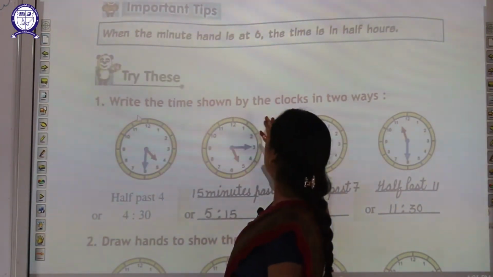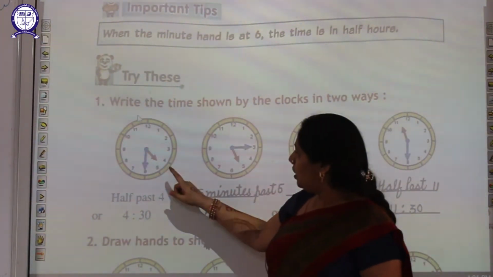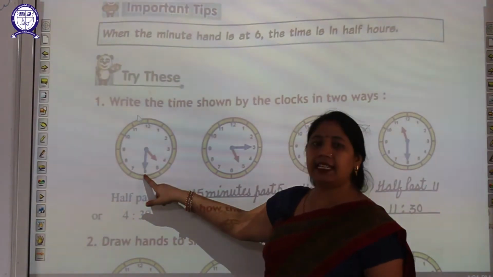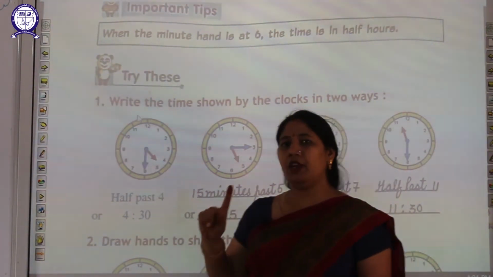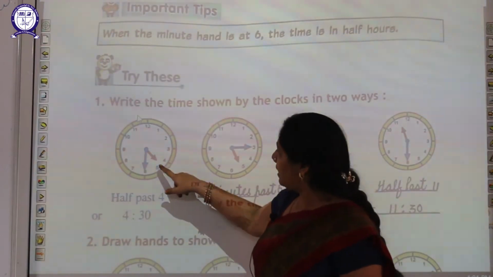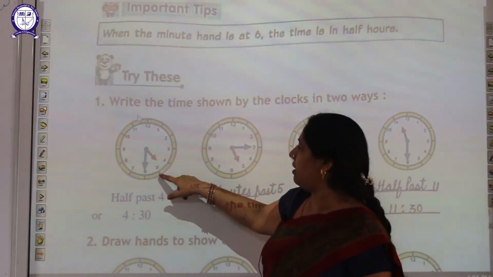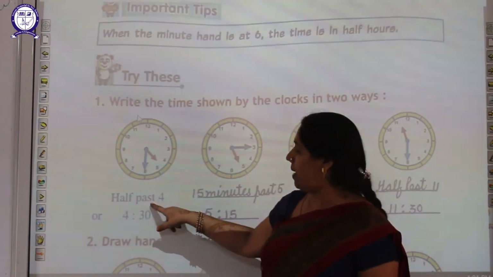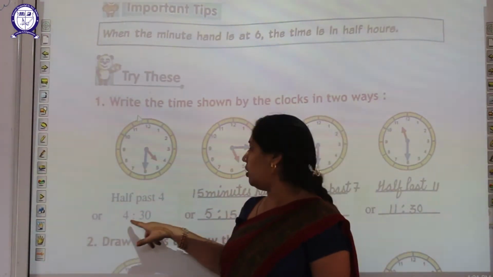Write the time shown by the clocks in two ways. Look here, the longer hand is at 6, so you have to keep in mind it is half past, and the shorter hand is between 4 and 5, so the time is half past 4 or 4:30.